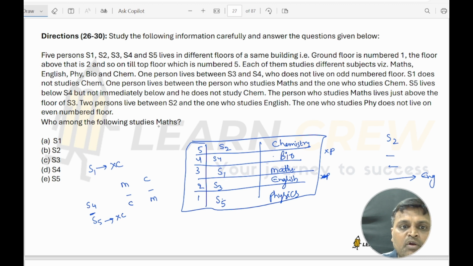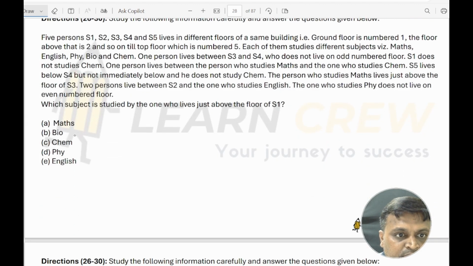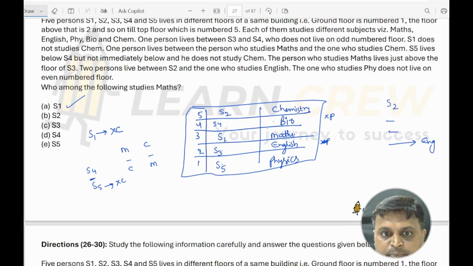Now, who among the following studies maths? S1, so the answer is S1. Next, which subject is studied by the one who lives just above the floor of S1? Just above S1 is S4, who studies biology.